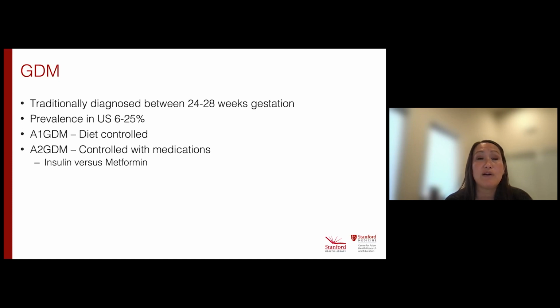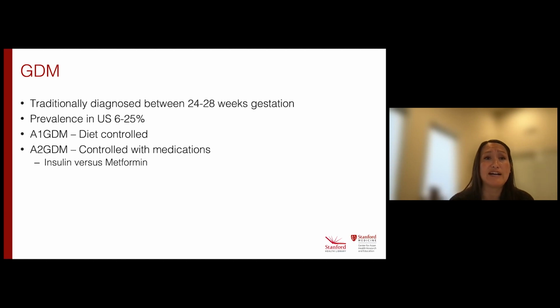The prevalence in the United States is quoted as anywhere between 6 to 25%. That really depends on the population that's being studied, as well as the modality that is used to screen and diagnose this disease. We'll go into that in more detail a little bit later.